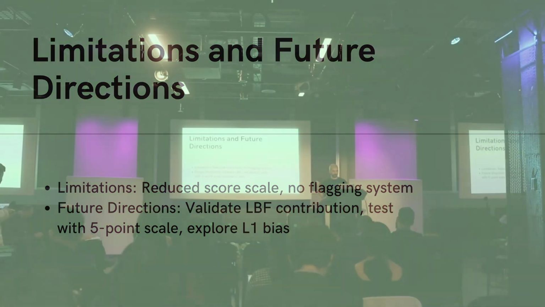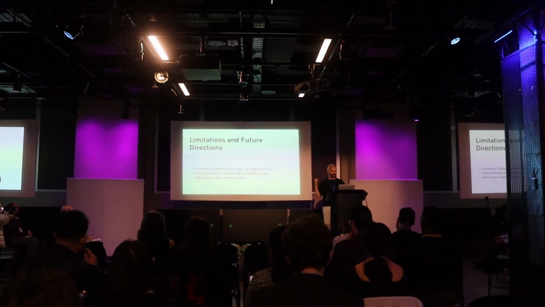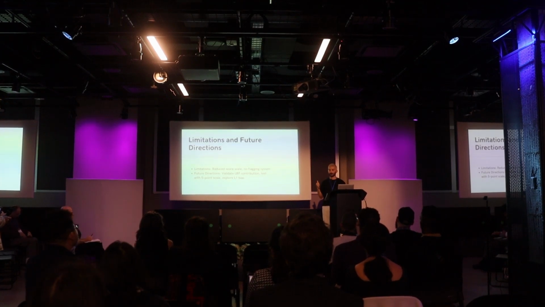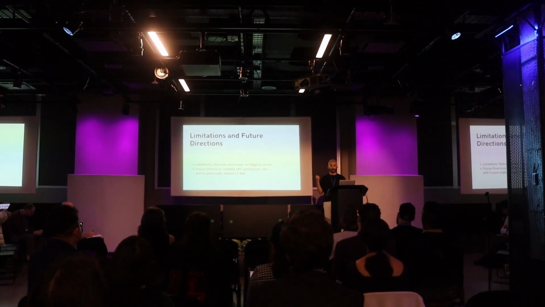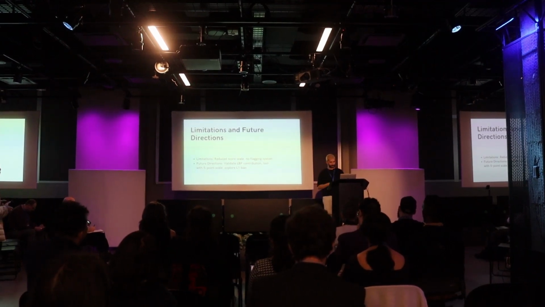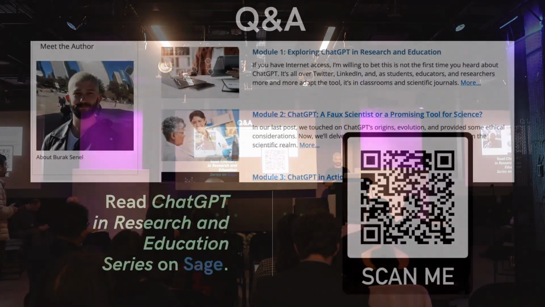And finally, feature directions: validate LBF contribution. We need to do that. And then test with a 5-point scale and explore L1 bias. I didn't check how LBF treats subgroups within the corpus. That was all. Thank you for listening.